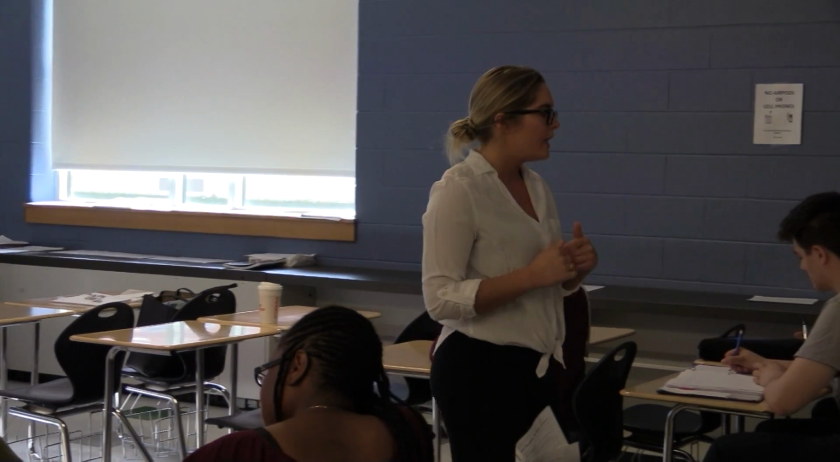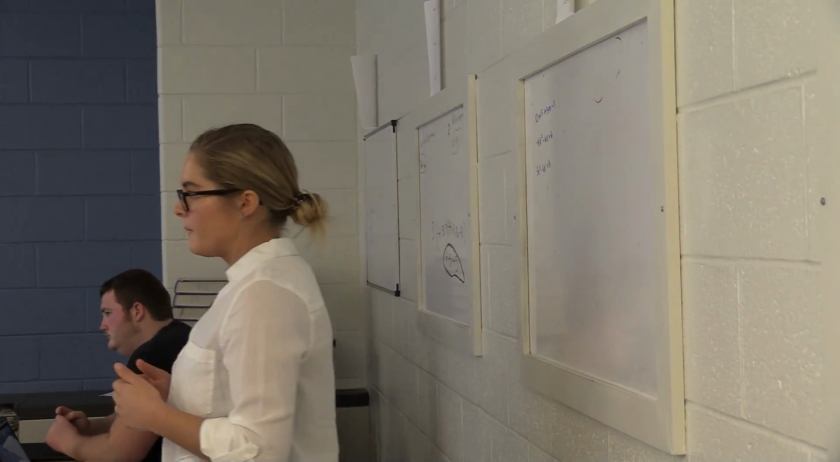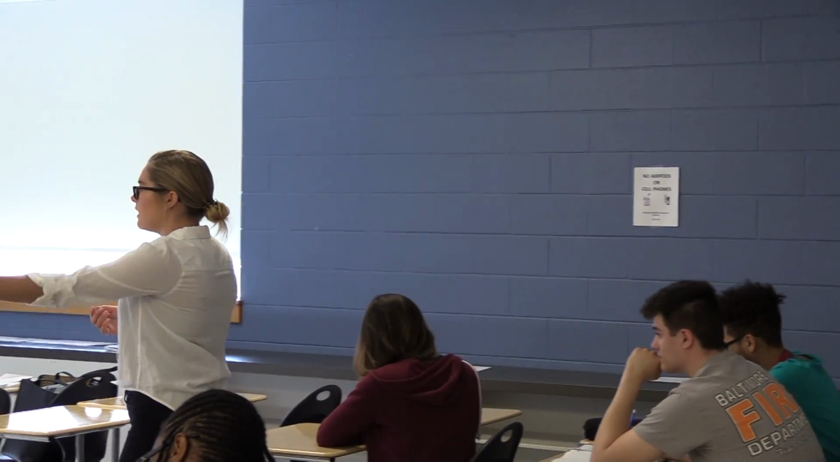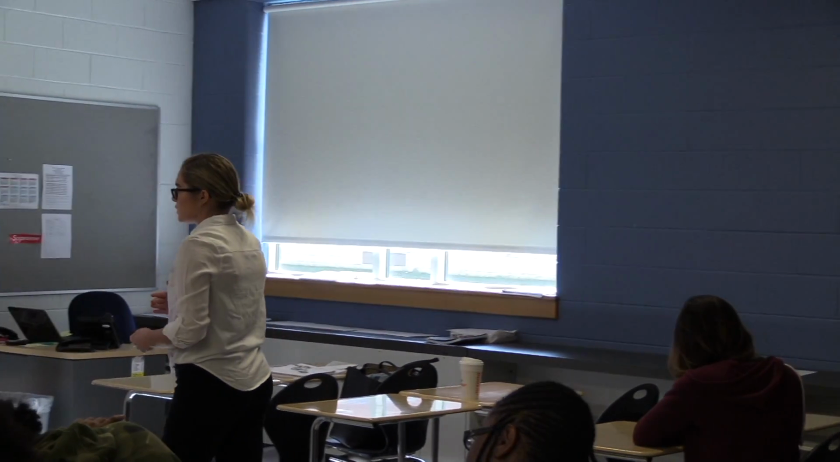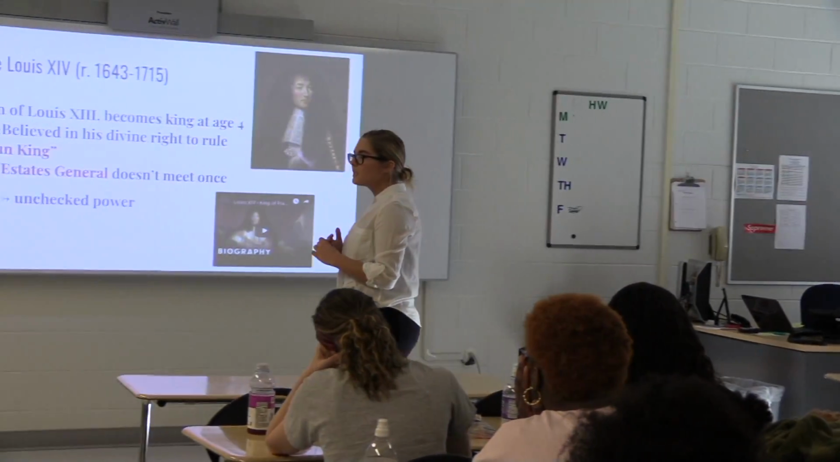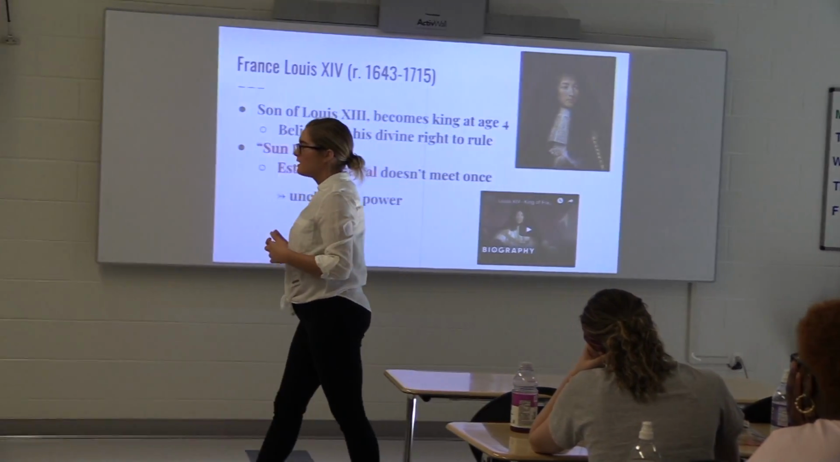So like I told you, he takes the throne at the age of 4. He does have his mother and an advisor who rule in his name. So technically, he is the head of the state, but he's not making any laws at the age of 4. He's not making any decisions. His mother and this advisor are doing it for him. He believes it is his divine right to rule.